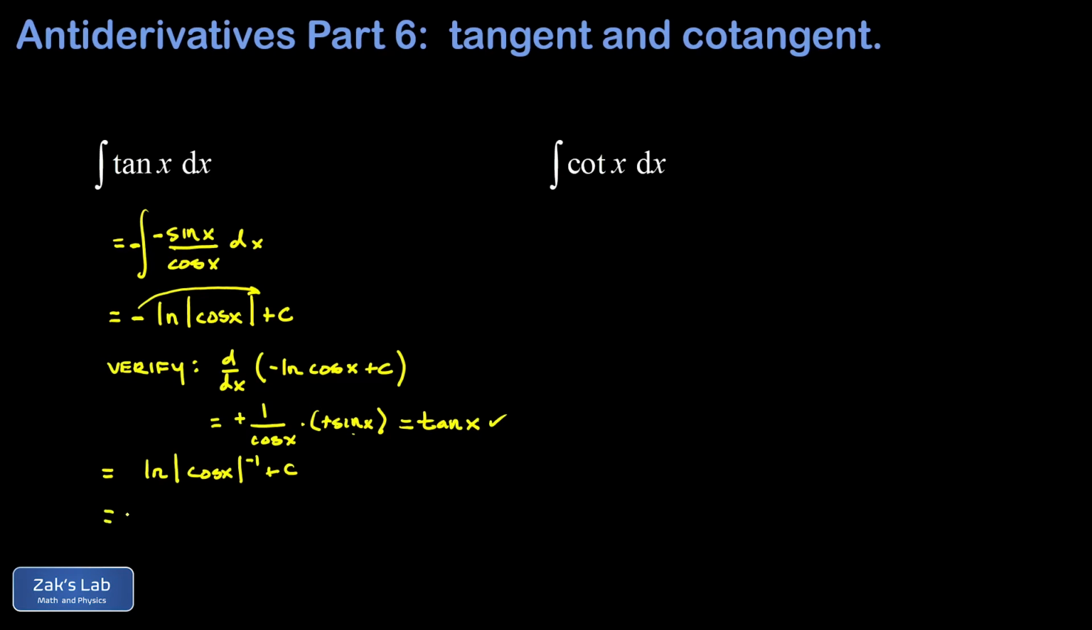But what's cosine x to the -1? That's 1 over cosine x, and that's the secant function. So this is probably the most common way to see the answer for the integral of tangent x. It's the natural log absolute value of secant x plus c, and we're done with that one.